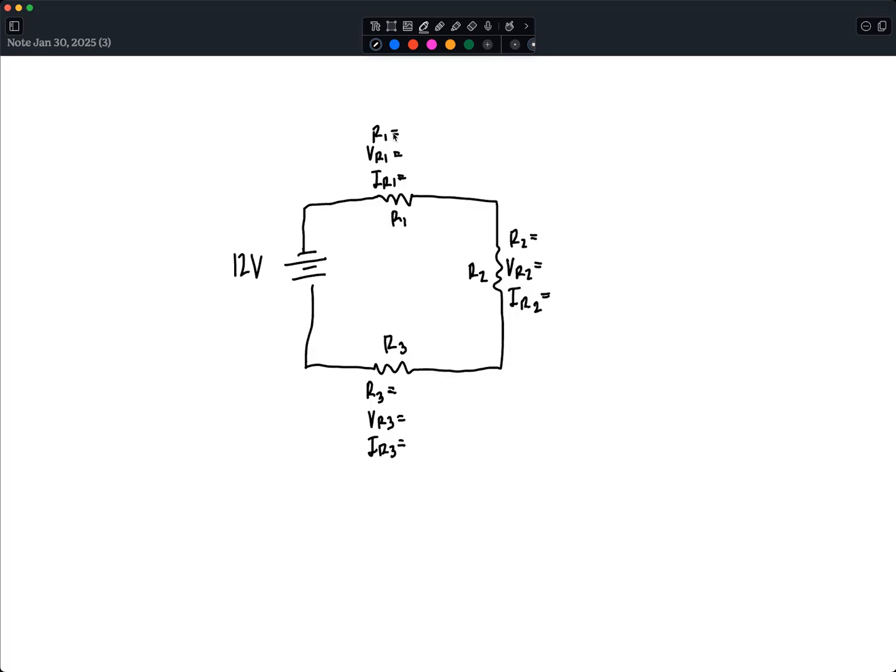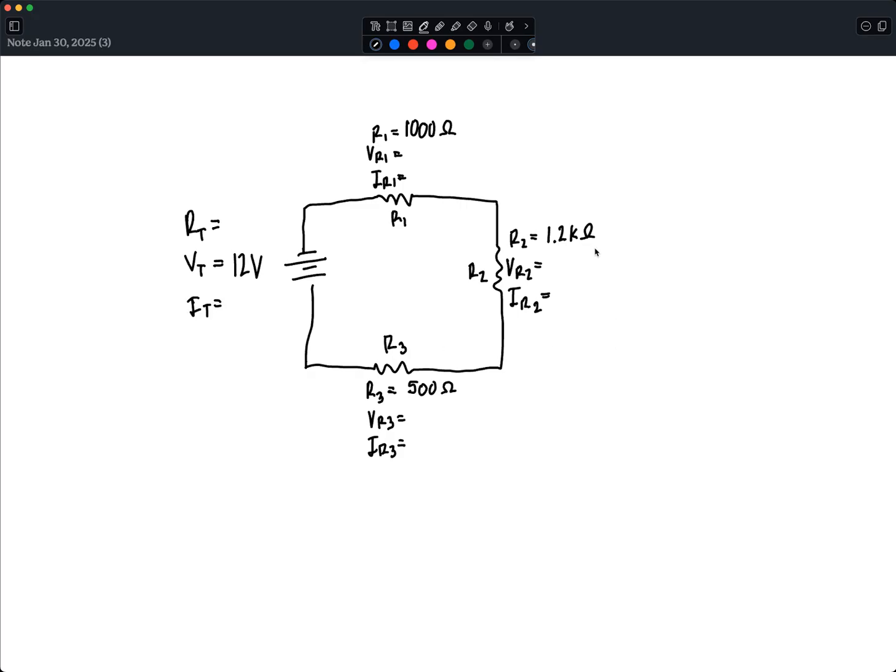All right, so I'm going to say that resistor 1 is 1,000 ohms, resistor 2 is 1.2k ohms, and resistor 3 is 500. I also told you this was 12 volts, so we're going to call this one VT. Anything with the battery is going to be your total. So we're going to have an RT, a VT, and an IT.